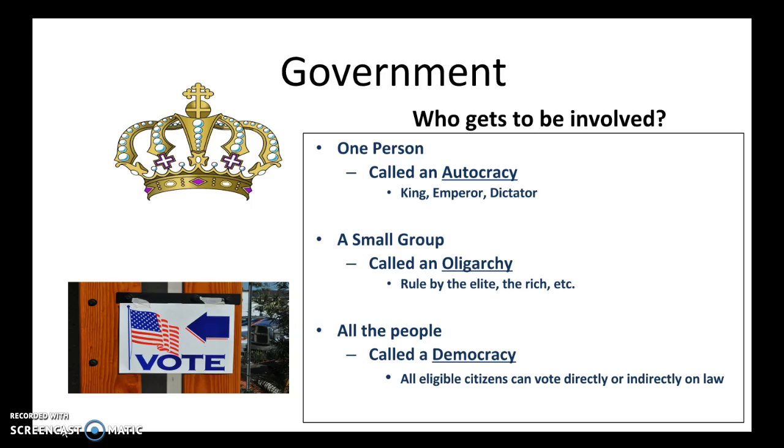Another option is to have a small group of people making the rules and the decisions for the government. This system is called oligarchy. You might have all of the rich people involved in a country making the rules and the government. And of course that means that if you're not rich, you're not involved in making any government decisions.